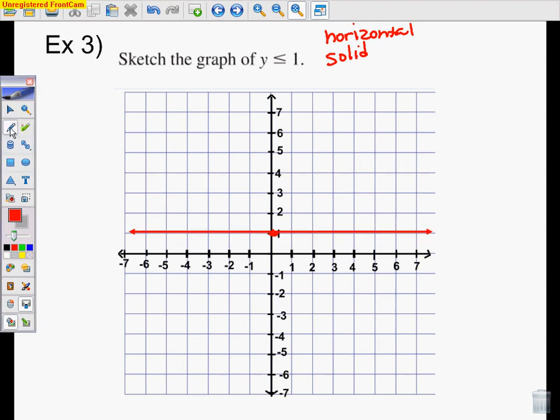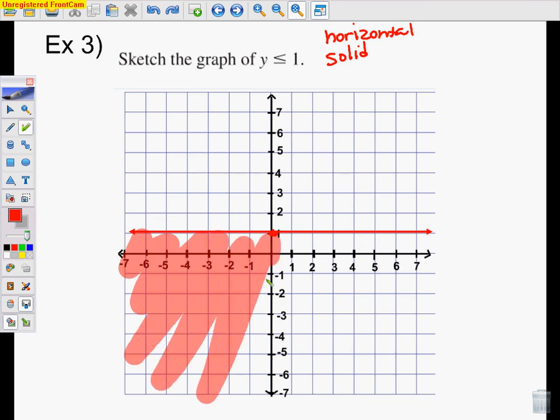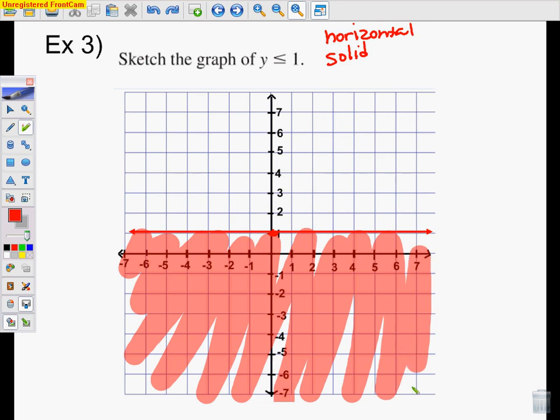All right, great. Now, the values that are less than or equal to 1 are the values that are below that. So we're going to go ahead and shade below that. So here's our solution set. All of those values. All right? So, once again, anything that's shaded, anything that's in this region, these are all solutions, while things that are not in that region are not.